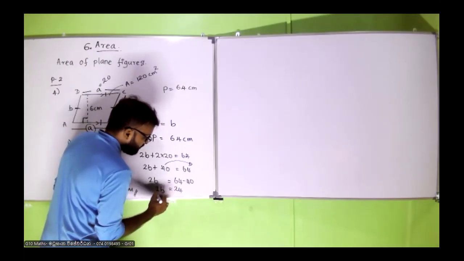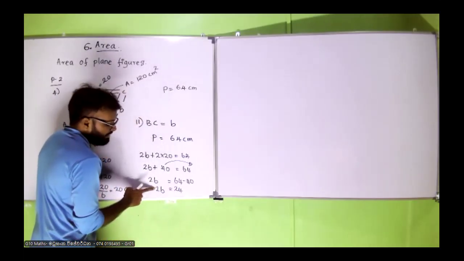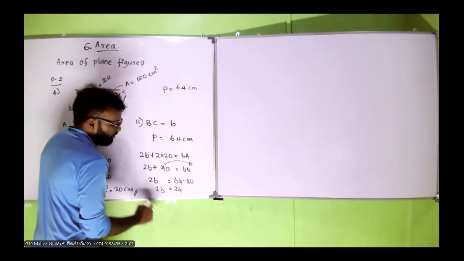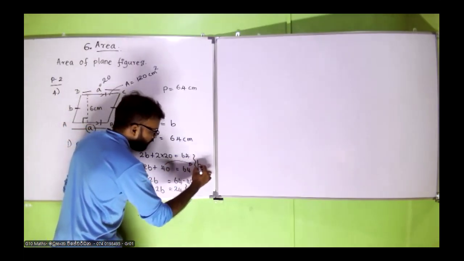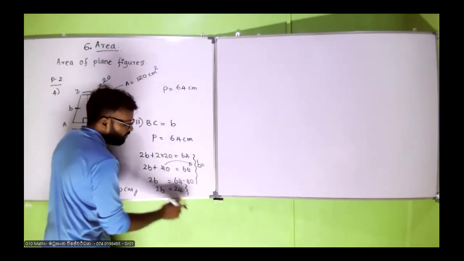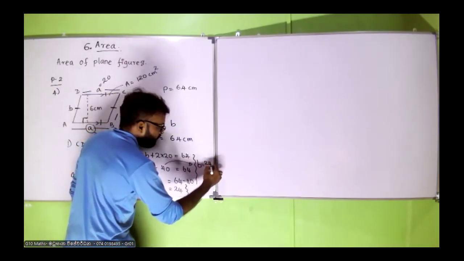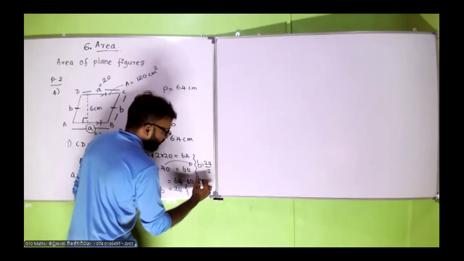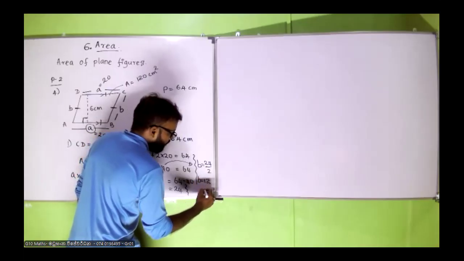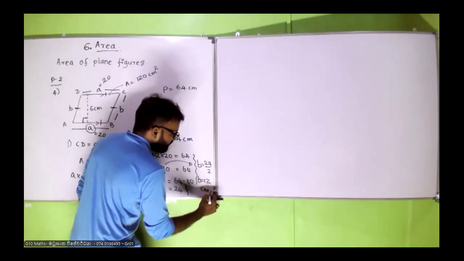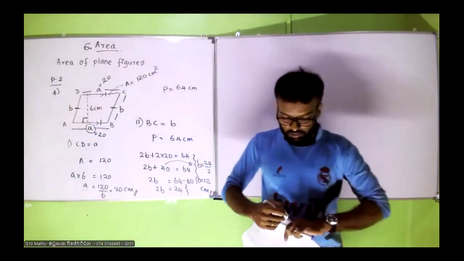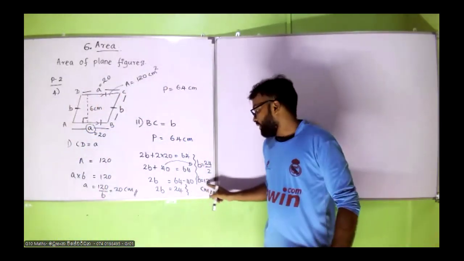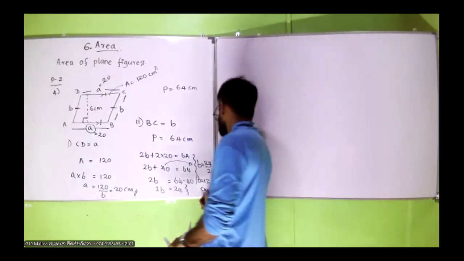2b equals this. 2 is in the numerator, right? So if you want to find b, what would happen? It goes to the denominator of the right hand side. 24 divided by 2, b equals 12 centimeters. You need to definitely give the unit. b equals 12 centimeters. Clear now?